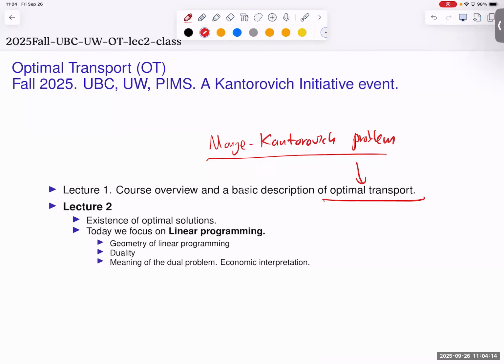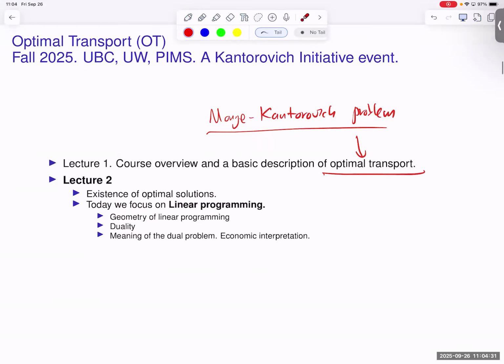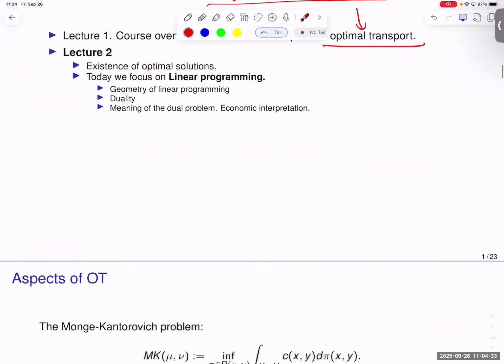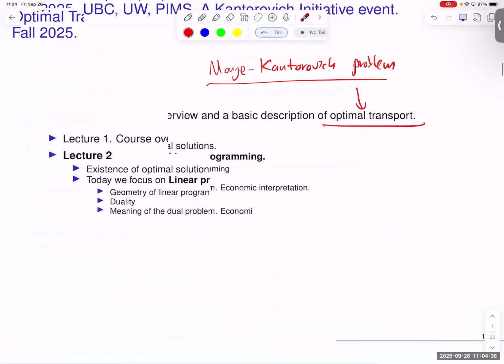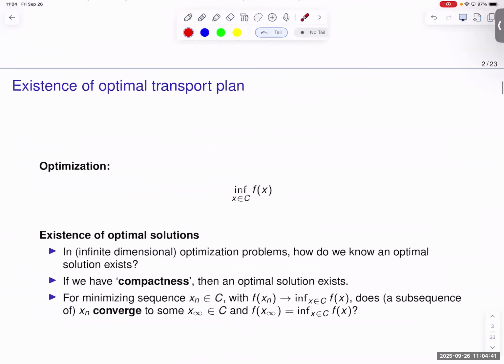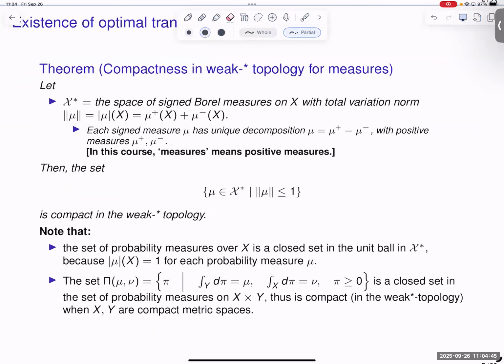Last time we didn't have time to discuss existence of the solution, but the focus today will be on learning some basics of linear programming, which is very fundamental to this course. For existence of solution, we may have some time to consider later, but today let me be very brief about the optimal solution of the optimal transport problem.